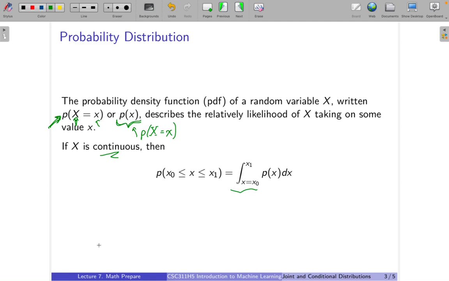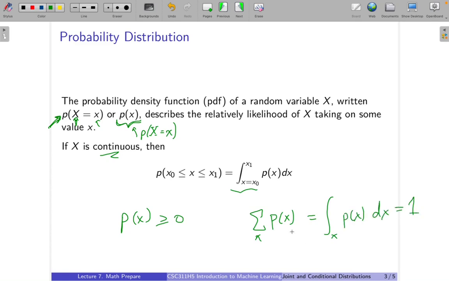Other properties that we talked about earlier include that these probability distributions are always positive, and if we either sum over the possible values or integrate over the possible values, we're going to get 1. So this is in the discrete case. This one is in the continuous case.